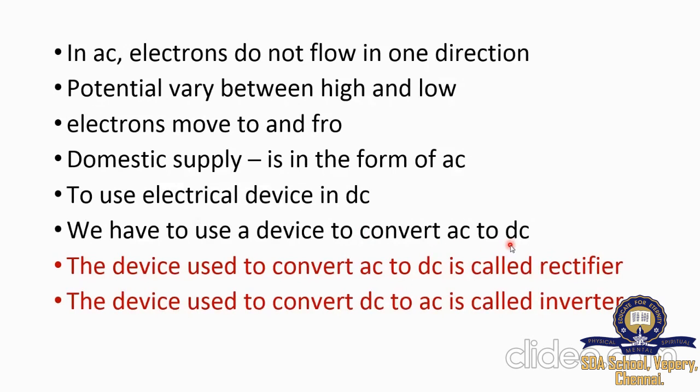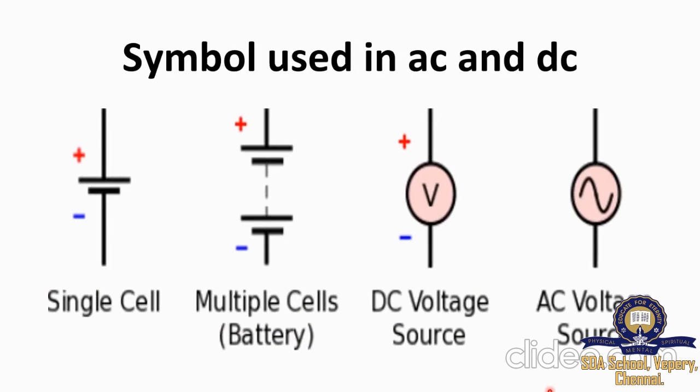So there are two devices which are used to convert vice versa. Okay. So first one we see the rectifier. Rectifier is a device which is used to convert alternating current to direct current. Whereas the inverter is a device which is used to convert direct current into an alternating current. So rectifier is used to convert alternating current to direct current, whereas the inverter is used to convert direct current into an alternating current. So now let us see a few symbols used in alternating current and direct current circuit diagrams.